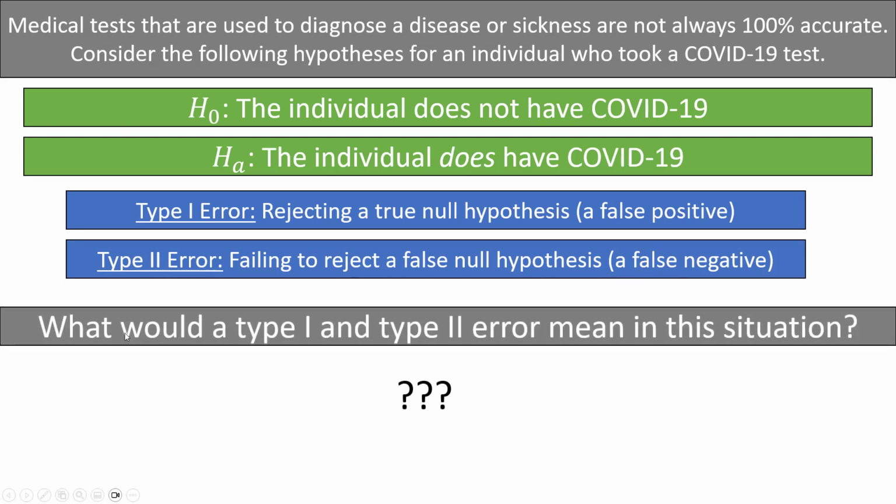So all I want you to do here is decide what a type 1 and type 2 error would mean in this situation. See if you can write a sentence down to describe what a type 1 error would mean and what a type 2 error would mean in the context of this problem.